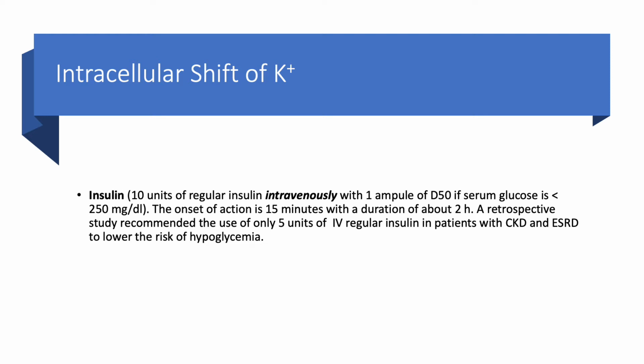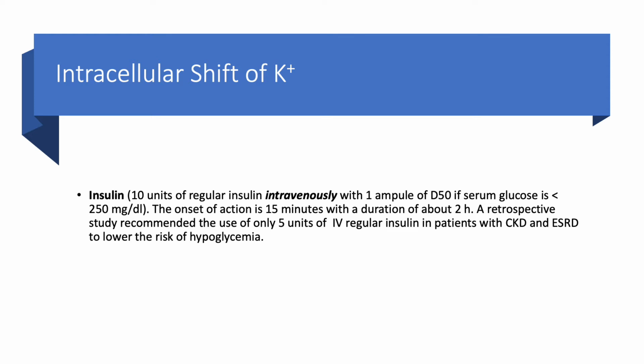The next step is to cause intracellular shift of potassium. Now here we have insulin, we have albuterol, and we have sodium bicarbonate. And it has to be in that order. So with insulin, we give 10 units of regular insulin intravenously. And we need to give dextrose with that to prevent hypoglycemia. So if blood sugar is below 250, we give 1 amp of D50 to prevent hypoglycemia. If blood sugar is already high, if you have a sugar of 300, 400, just give the insulin. You don't need to give the dextrose.